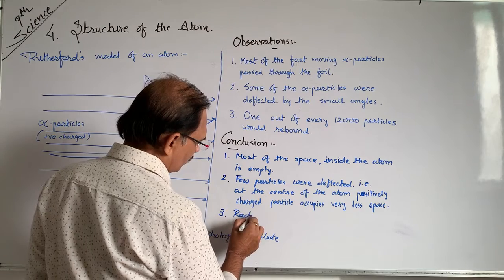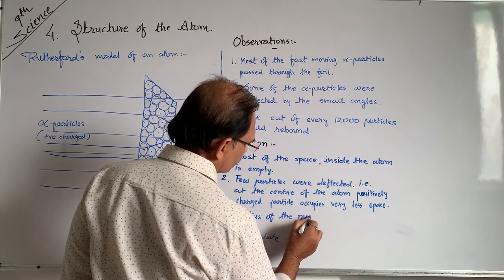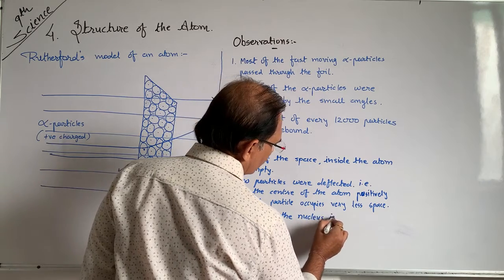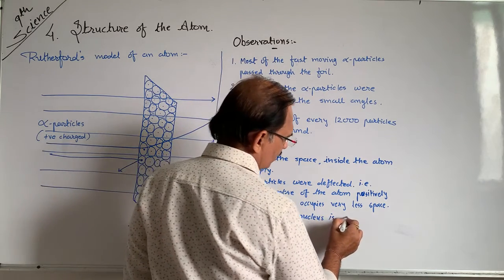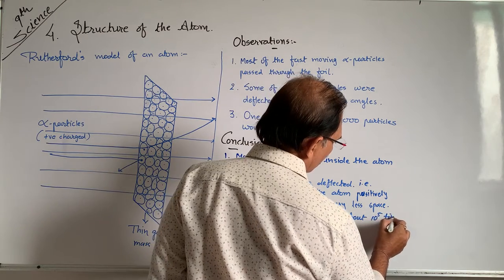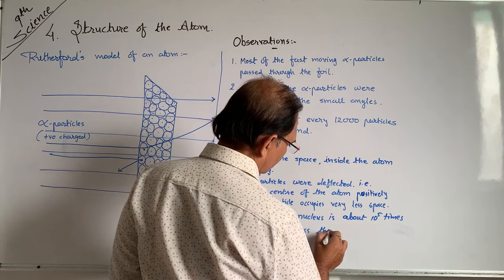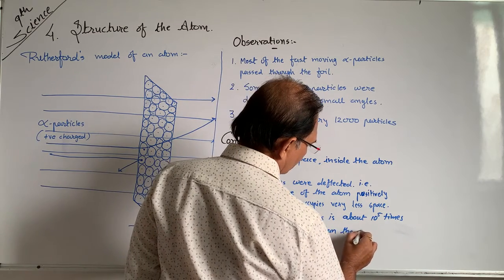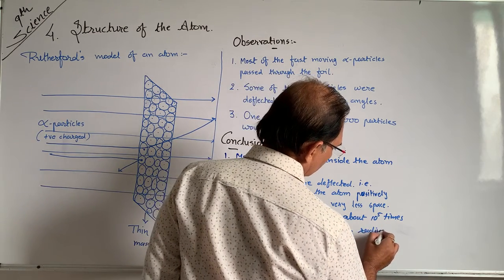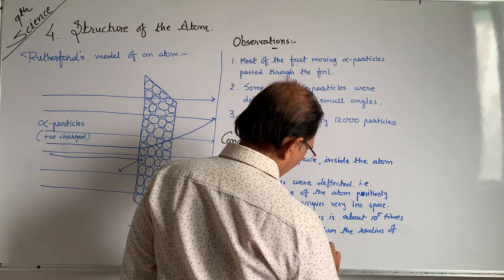Radius of the nucleus is almost or about 10⁵ times less than the radius of the atom.